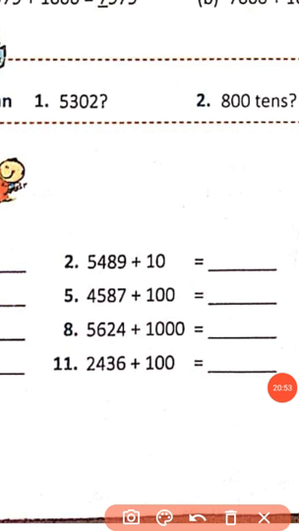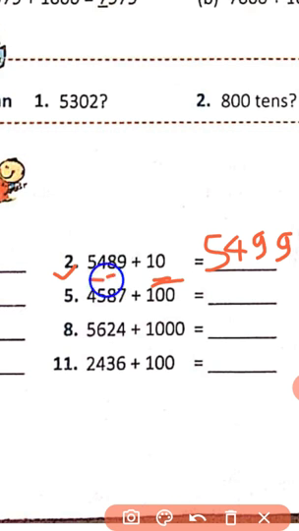Now the second question. Now we add 10 to 5489. So the ones place digit will be the same and the tens place digit will increase by 1, okay, and the hundreds place digit will be the same. So after adding 10 to this number, we have the sum 5499. So in this way you can add easily.